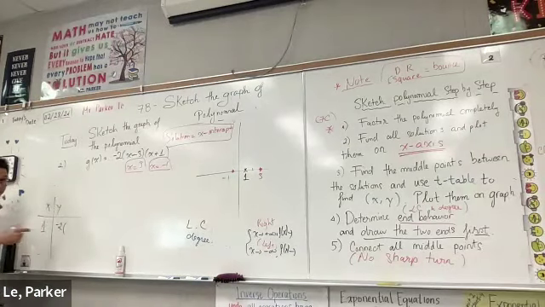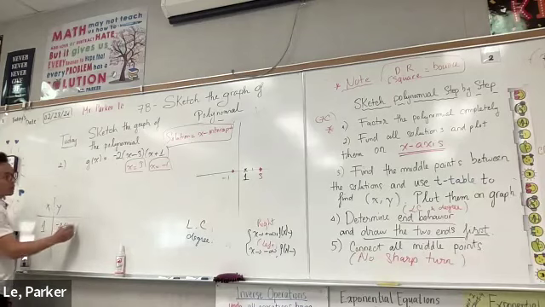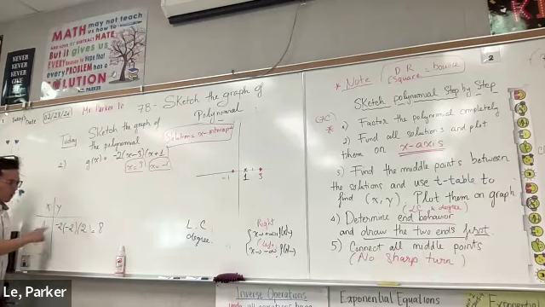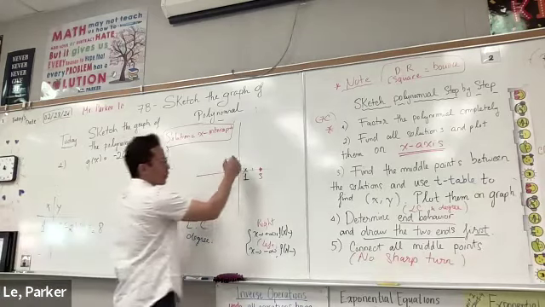1 minus 3 is negative 2. Negative 2. 1 plus 1 is 2. What is this then? Positive 8. So 1, 8. You only need 1 point.